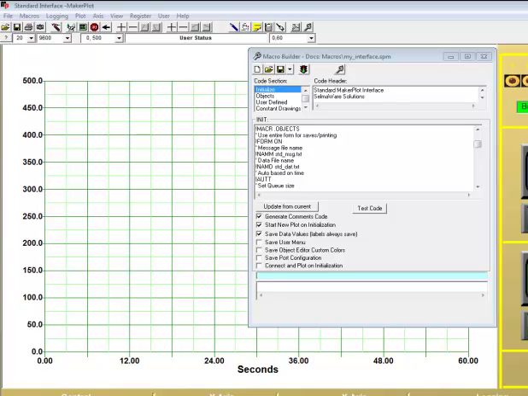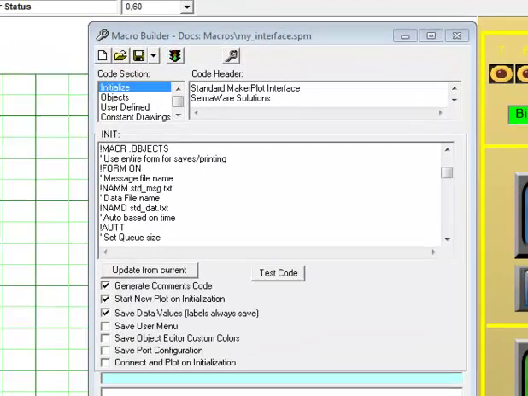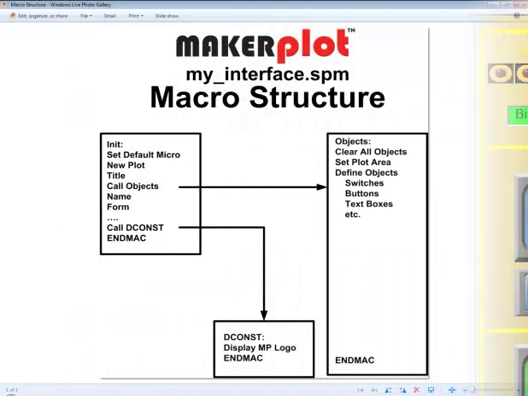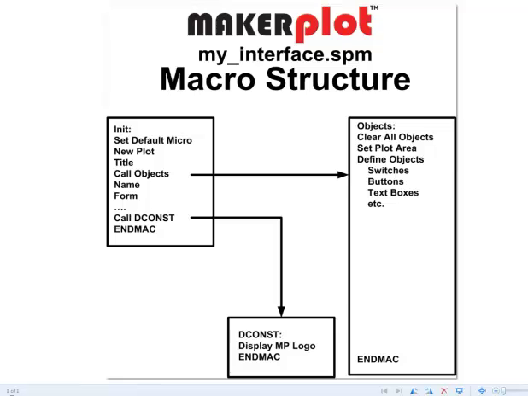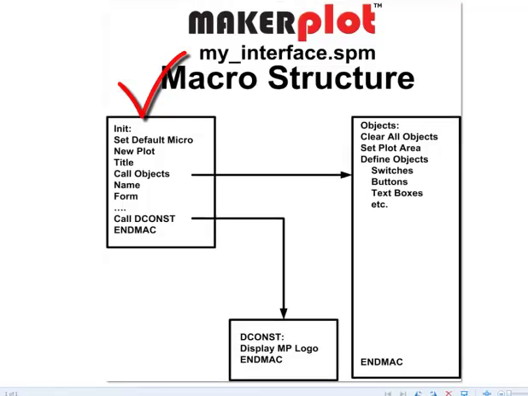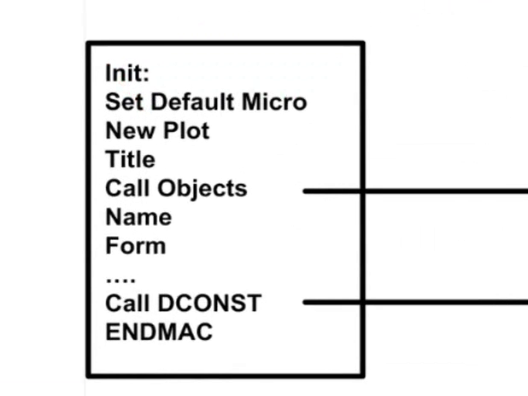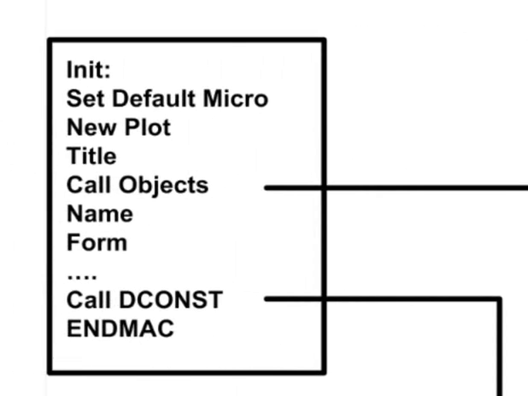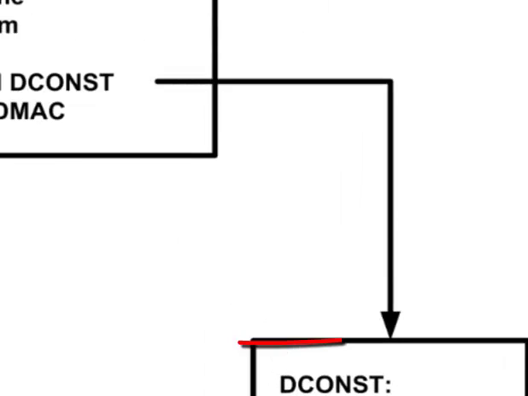So before we get into the MacroBuilder itself, we first ought to know what a macro is and how it's structured by MakerPlot to make interfaces like this one. So let's take a block diagram look at the macro for this, which is our My interface. As you can see, it consists of three primary labels. The init portion defines the fixed parameters of the interface, like set default macro, new plot, title, call objects, which we'll get into in a second, name, form, and another call, and then finally ending with the end mac.